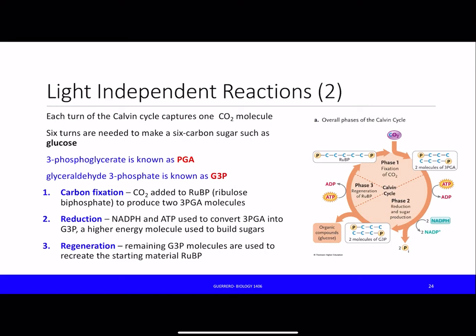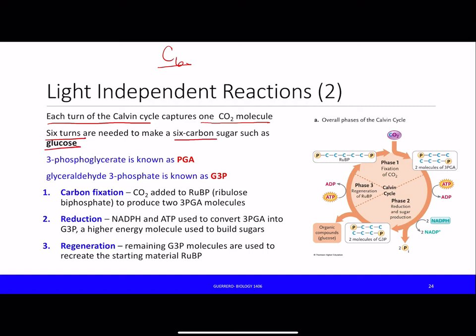Okay, so each turn of the Calvin cycle captures one carbon dioxide molecule. But if you think about it, glucose is C6. Well, one spin of the Calvin cycle gives me one carbon, which means that the Calvin cycle has to spin 6 times to make a 6-carbon sugar such as glucose.